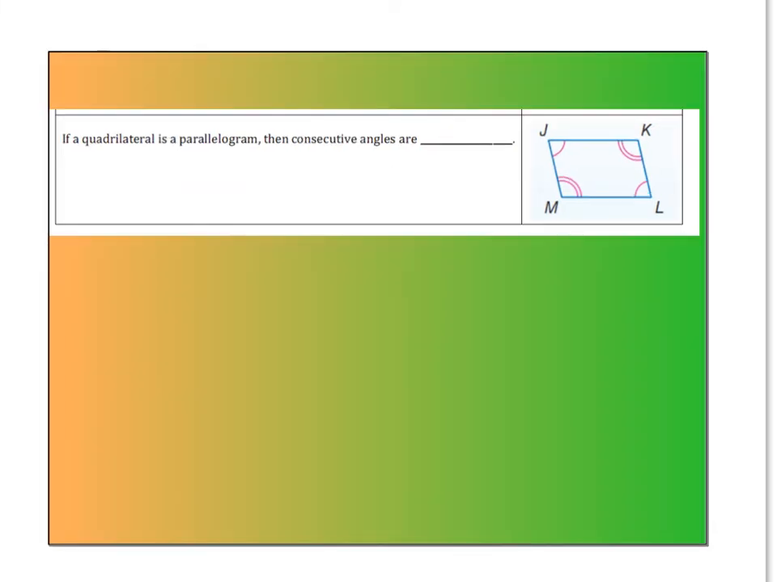Another property. If a quadrilateral is a parallelogram, then consecutive angles are supplementary, which means they add up to 180. So let's write 180, and then underneath let's write supplementary. This was a word we learned a couple chapters ago. Look at angle J and angle M. See how those are consecutive angles. They're right next to each other. They're not opposite of each other like J and L. J and M are consecutive, and those 2 angles would add up to 180 degrees.